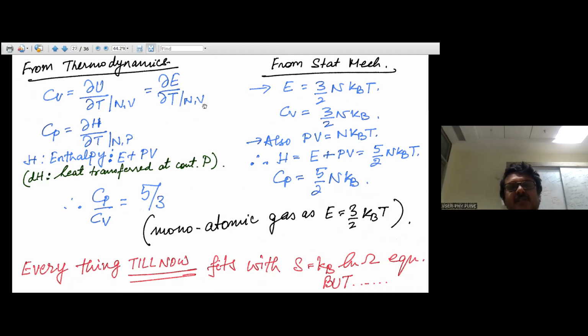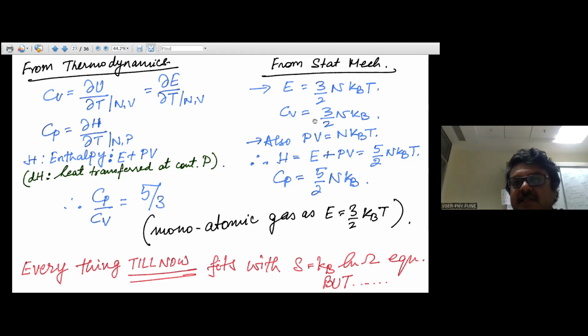Volume is constant, so if you add energy, pressure can increase. On the other hand, Cp at constant pressure is del H del T, where H is enthalpy, H equals E plus PV, right? So from StatMech, we know that the energy equals 3 by 2 nkBT, right? And this is fixed.